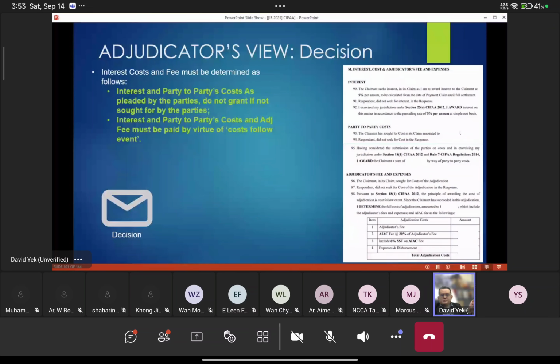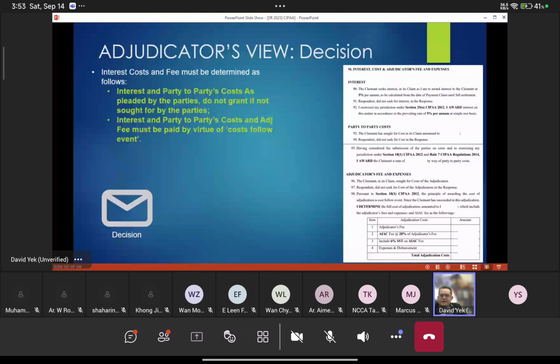Then you have to award interest. Okay, you have to award interest, and you must make sure to state it. Sometimes parties may say that they want this X amount of interest to be calculated from this date. Okay, now this is where the problem will come in.